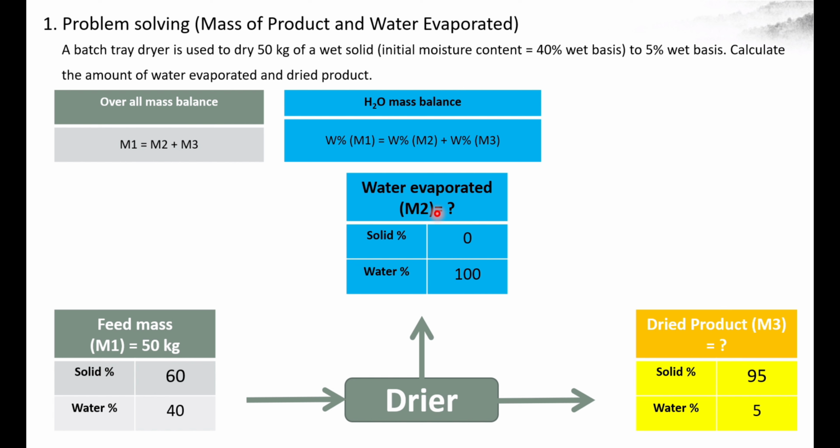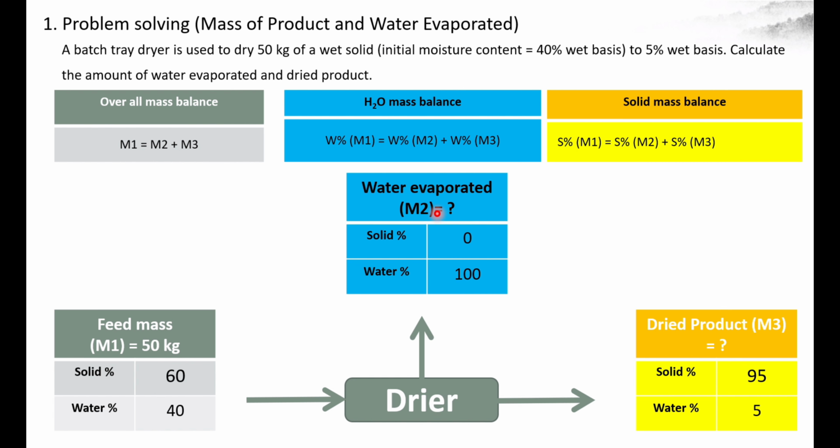Now after the water balance equation, we have to go for the solid balance. So again, you see here, every stream is multiplied by the respective solid percentage. So we write the overall mass balance, then we do the water balance, which is multiplying each stream by its respective water percentage. Then we do the solid mass balance, which means multiplying every stream by its respective solid percentage. So let's see how to solve this.